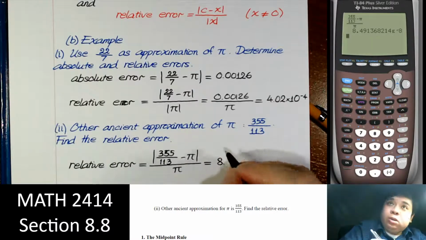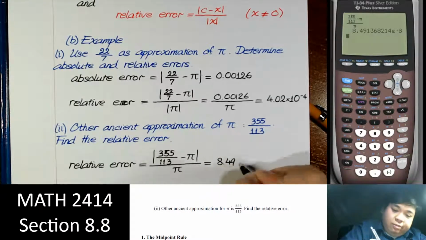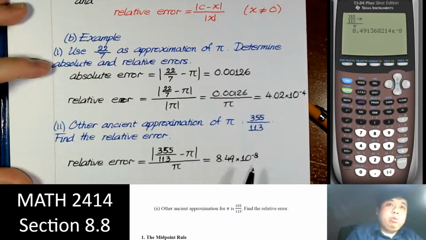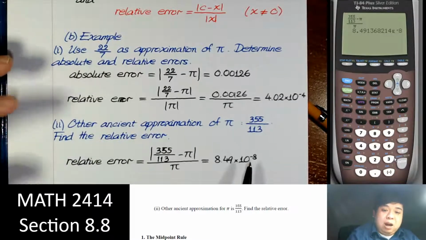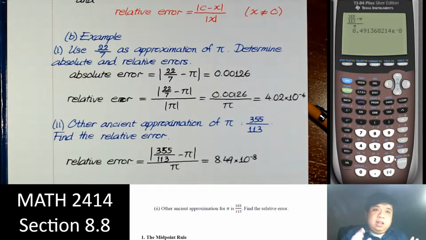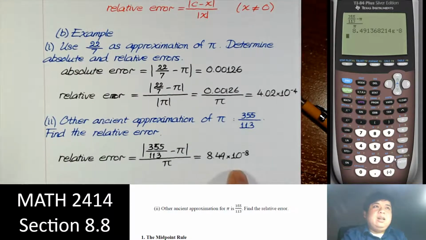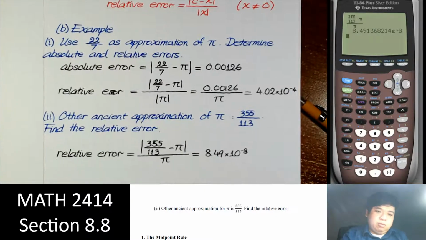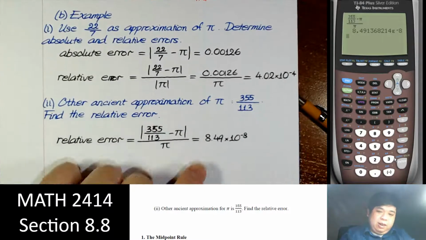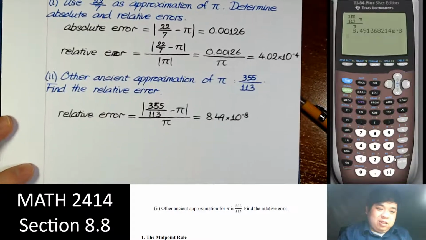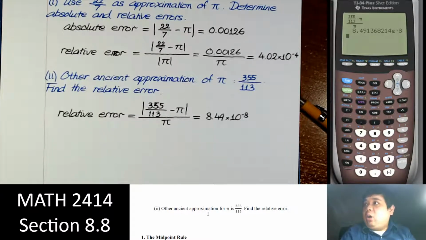So 8.49 times 10 to negative 8. That means this is an extremely good approximation, like up to 8 over 100 million.